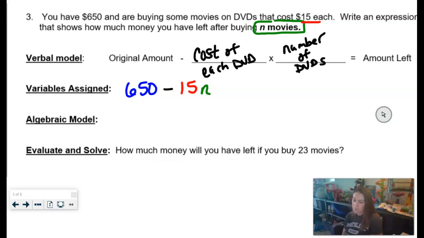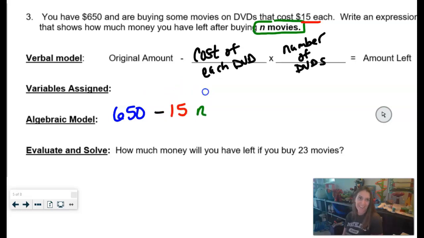Oops. I wasn't supposed to put that there. Just move that down. It's supposed to go there. Okay. So the variable assigned was n, and n represents the number of movies, number of DVDs.